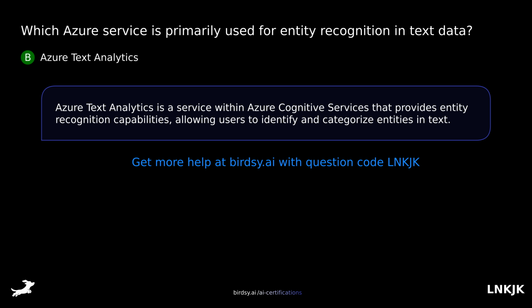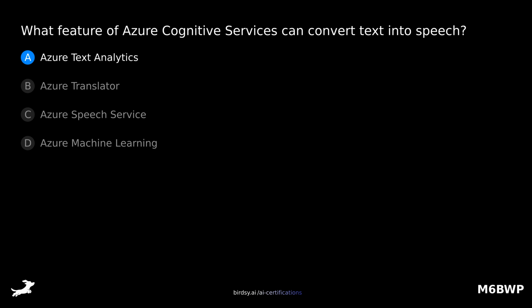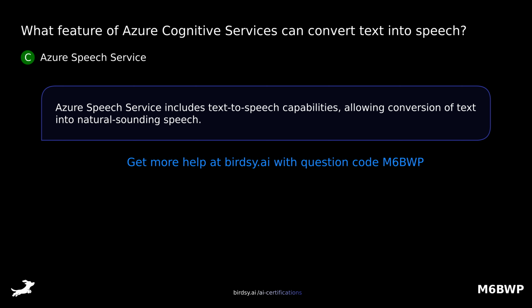categorize entities in text. What feature of Azure Cognitive Services can convert text into speech? Is it A, Azure Text Analytics, B, Azure Translator, C, Azure Speech Service, or D, Azure Machine Learning? The answer is C, Azure Speech Service. Azure Speech Service includes text-to-speech capabilities, allowing conversion of text into natural-sounding speech.